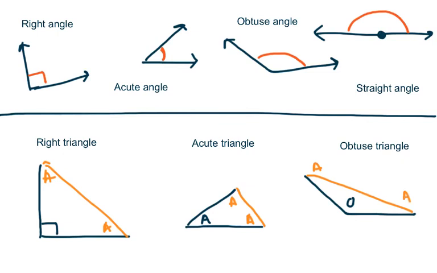Now if I think about what all of these triangles have in common, well, all of my triangles have at least two acute angles. What makes them special is that third angle. So they all will have two acute angles. Some triangles will have a right angle, some triangles will have another acute angle, and some triangles will have an obtuse angle. So whatever that special third angle is what we call our triangle.